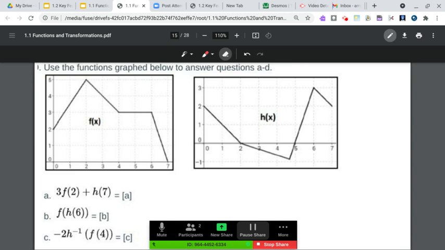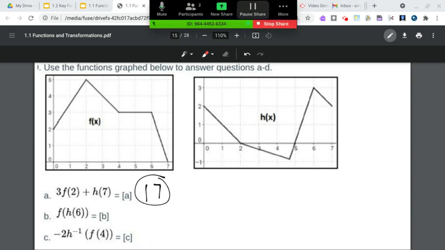Is the first one 17? 17 is correct. Excellent job. Okay, let's do the second one together. This is also a new notation for you. See how it has a couple sets of parentheses? It has f and then it has h of 6. Whenever you have multiple sets of parentheses, you always want to work inside out.